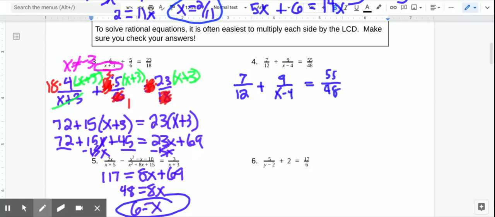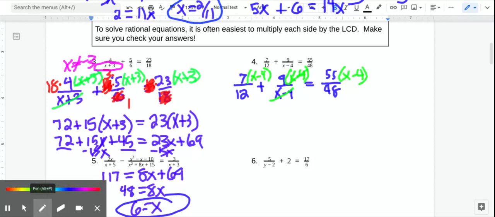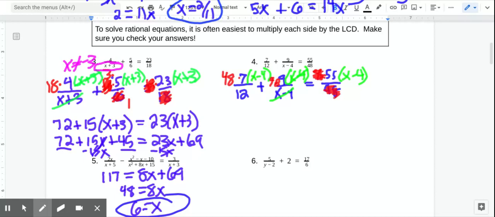And again, I'm just rewriting it so I have more space to show you what's happening. So we definitely need to multiply by x minus 4. So we're going to do that to everything. And those cancel out. And then to cancel out the rest of them, let's see, 12 and 48, the common denominator would be 48. So I'm going to multiply everything by 48. So these 48s are going to cancel. There's nothing to cancel on the middle one. And then 48 and 12, they're both divisible by 12. So that becomes a 4.